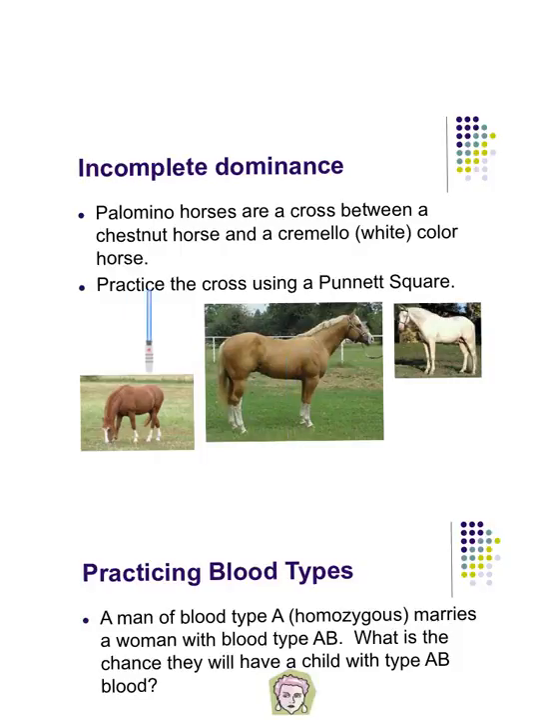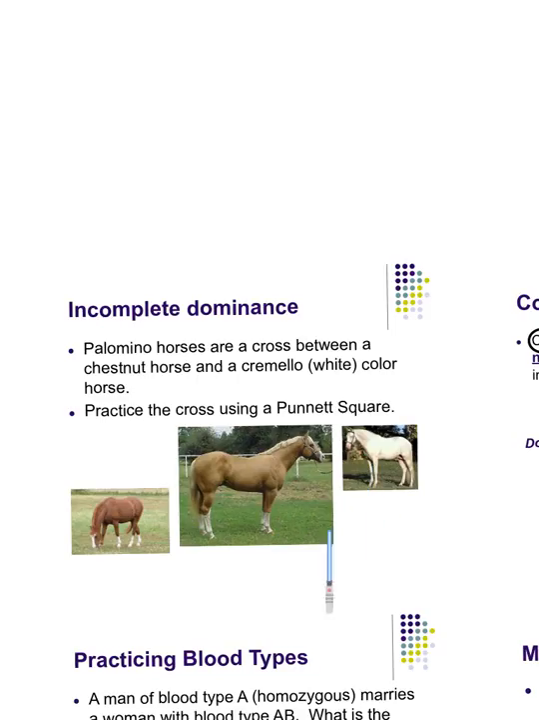So it says practice the cross using a Punnett square. Let's see what the parents' cross would have looked like, and then we're going to see what it would have looked like if we had crossed this fella with another lady horse with a Palomino color. Let's create a Punnett square using this as one of the parents, to predict the offspring.